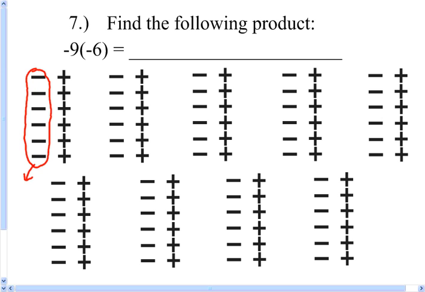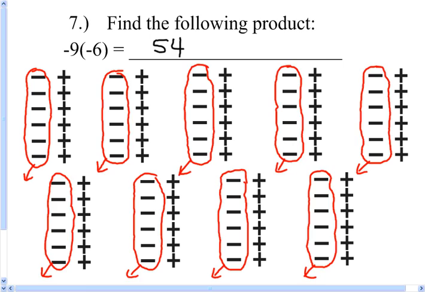And we can then take and subtract all of the -6s from each group. Here, we've taken away the -6s from each of these 0 pairs. And what do we have left? We have +6, +12, +18, +24, +30, +36, +42, +48, and +54. And that is the answer to number 7.